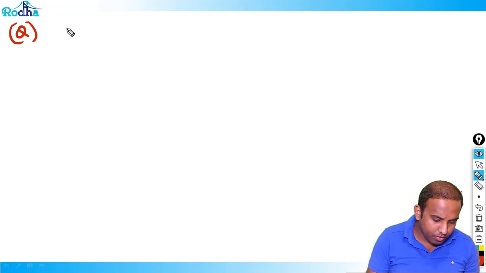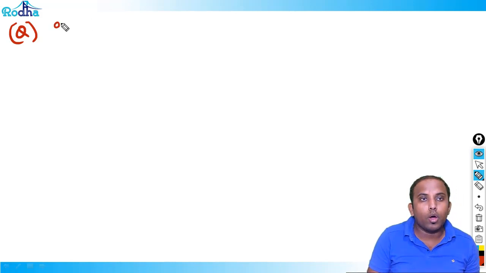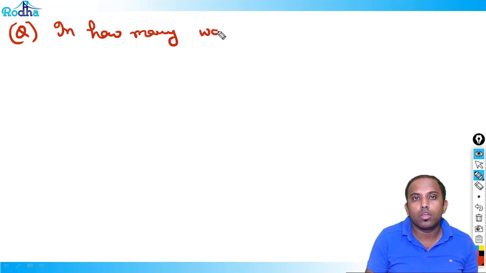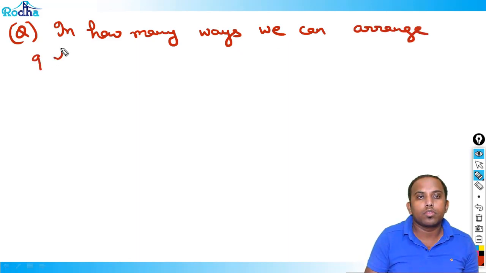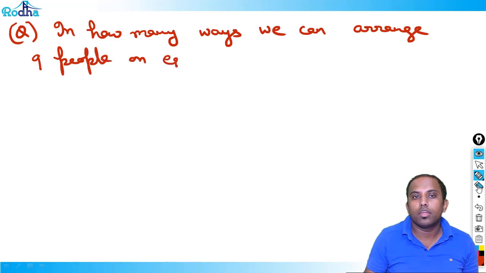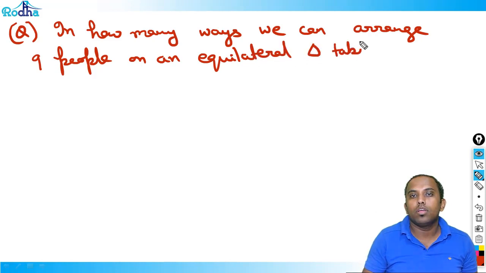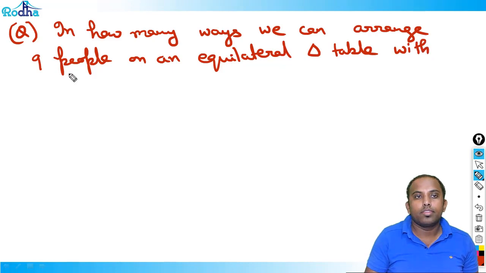So suppose, in how many ways can we arrange 9 people on an equilateral triangle table with 3 seats on each side?